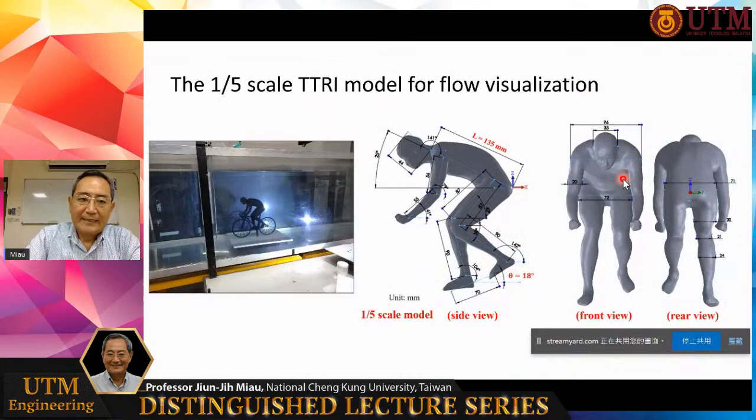And then we have this second model, which is provided by an organization, the TTRI, Taiwan Textile Research Institute. It provided us another model. This is also a digital model, and we have this 1/5 scale model again. So this is a different model. We make it by 3D printer, with the small 1/5 model, and I'll show you.